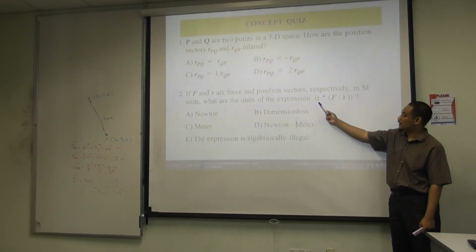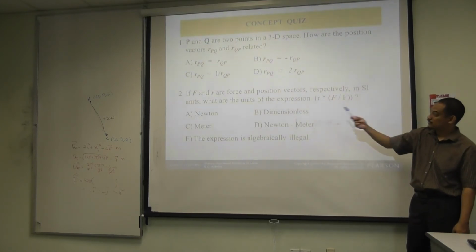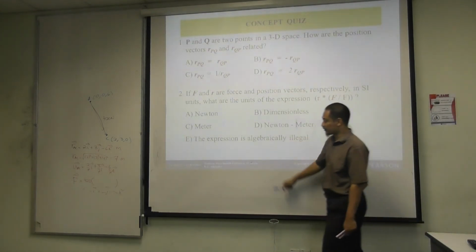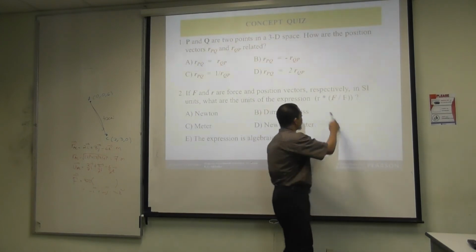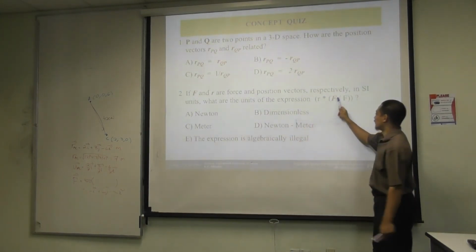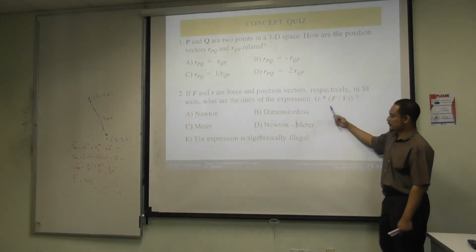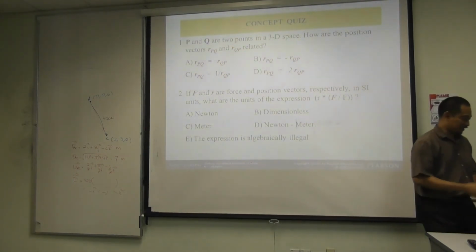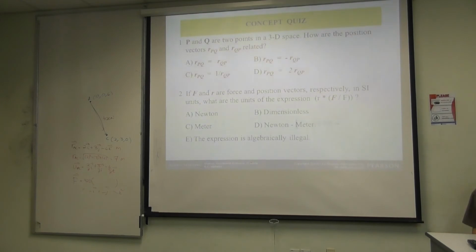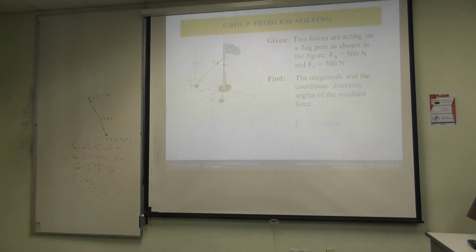Newton. R. What's the unit of R? Meter, right? This is Newton divided by Newton, so you get meter, right? This is just to test whether you can deal with a unit. Okay, so I think this is okay.